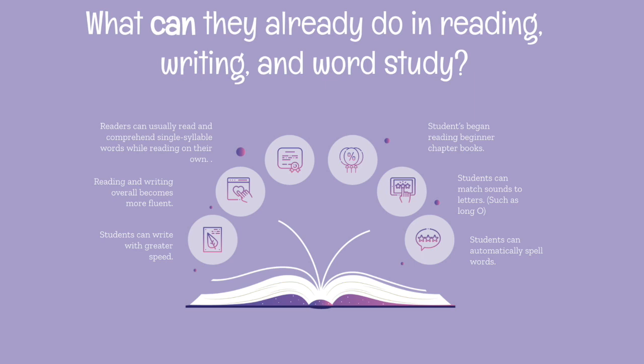Students are now able to write at a greater speed because they are focusing more on meaning rather than vocab. They can produce words faster. Also, students begin to read chapter books, beginner books. Students can match sounds with letters, and students automatically spell words, which is another reason that their writing becomes faster.